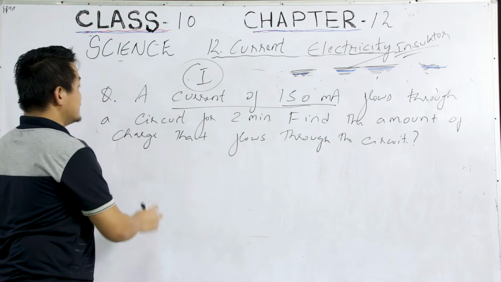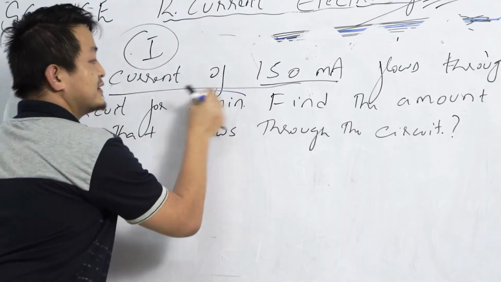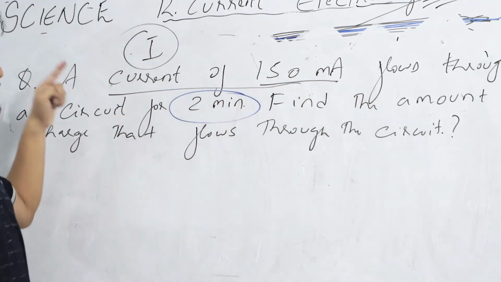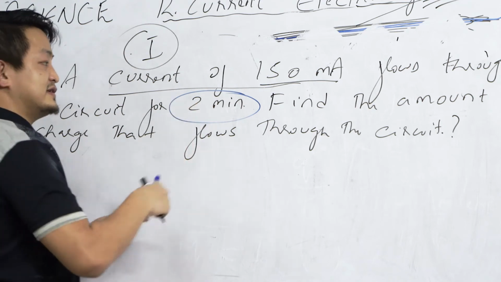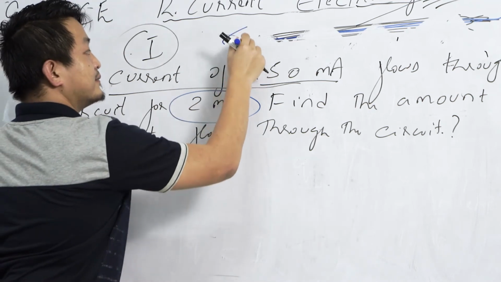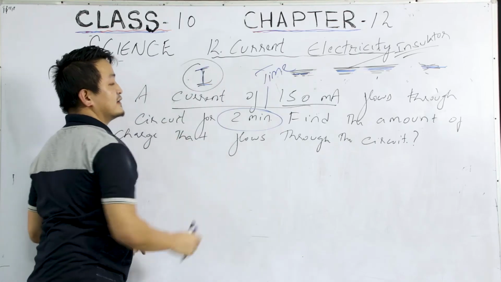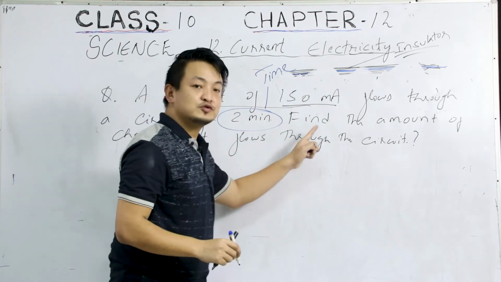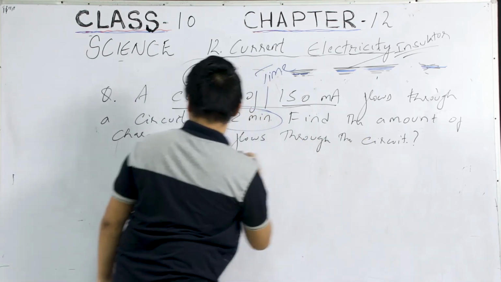Next thing, that is 2 minutes. Clear? The current flows through a circuit for 2 minutes. That means this is the time, and this is the I. Now, find the amount of charge that flows through the circuit. So they are asking what? Find the amount of charge.